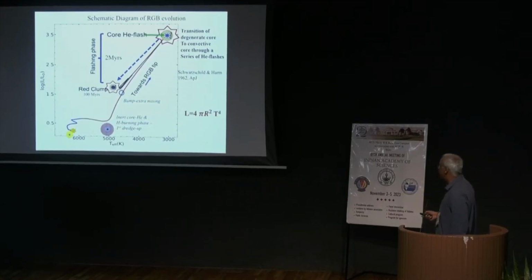So while stars are evolving, there are 3 main incidents that happen for a star like the sun. One is here, it's called the first dredge-up. Here is the place where a lot of hydrogen burning products come onto the surface.